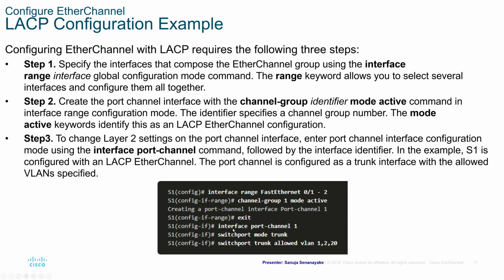So in this case, we're going to go into interface port-channel 1 configuration. And inside there, we're going to give switchport mode trunk and switchport trunk allowed vlan and whatever VLANs you're going to allow. And those 2 commands are going to configure that EtherChannel.